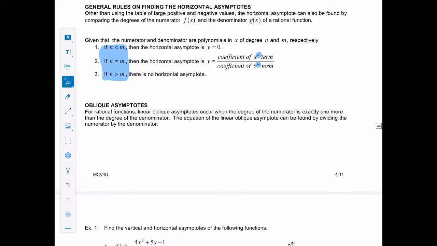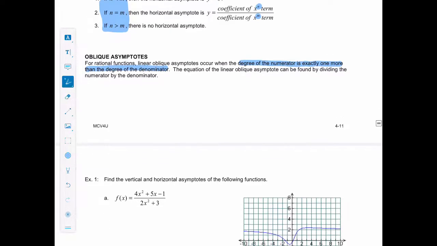For an oblique asymptote, for rational functions, linear oblique asymptotes occur when the degree of the numerator is exactly one more than the degree of the denominator. So that's pretty easy to remember. What we did last year in advanced functions is we did either long or synthetic division to find out what the answer would be, and that answer, disregarding the remainder, would be our oblique asymptote. Let's do some examples.